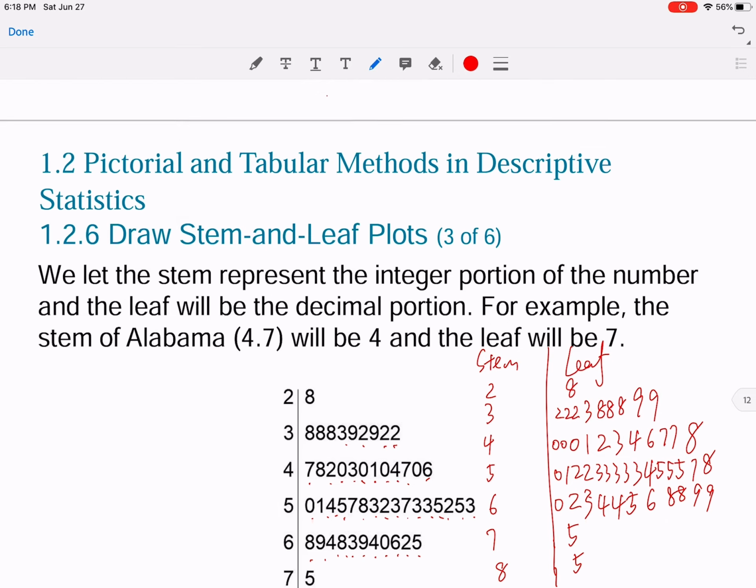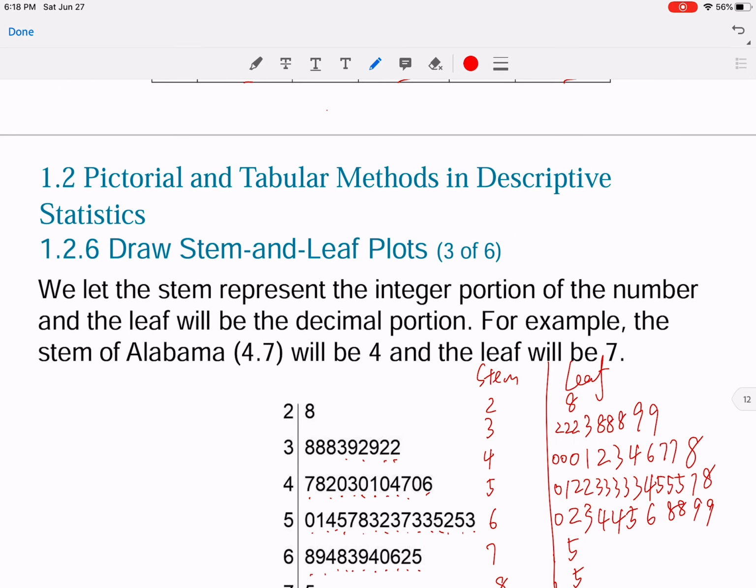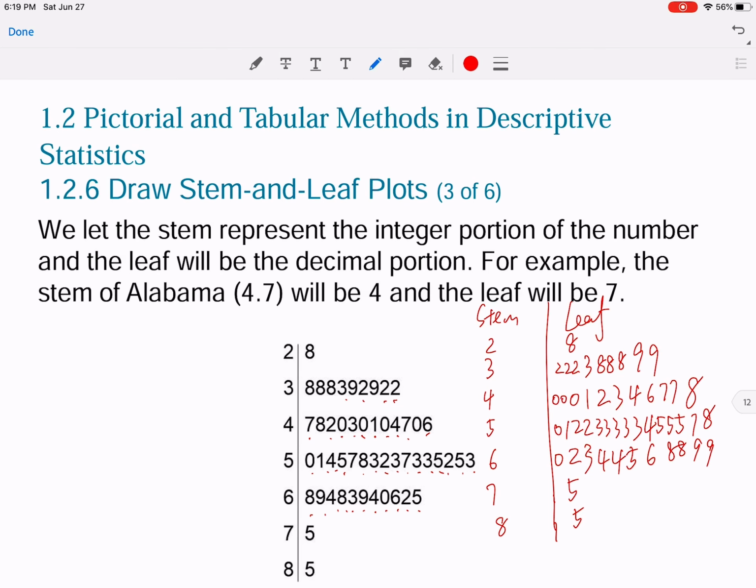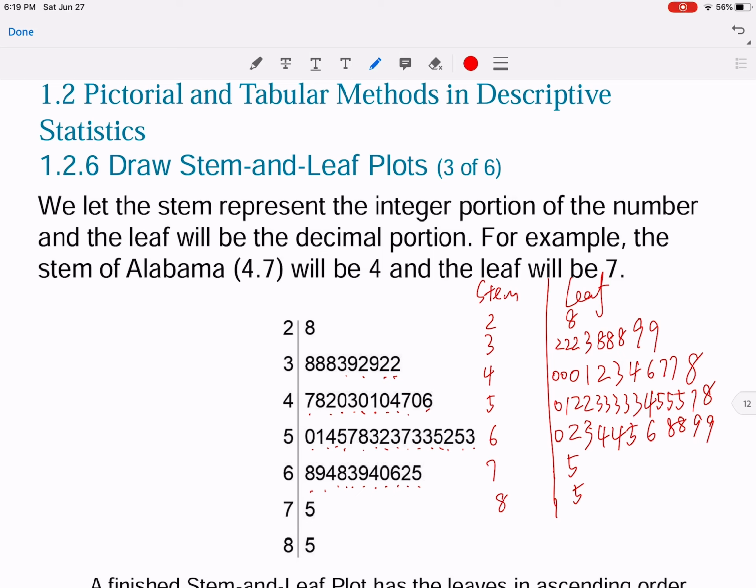So without the given raw data here, if I just have the stem and leaf plot over here, how do I know what does 2 | 8 represent? Does it represent 2.8 or 28 or 0.28? What is it? I don't know. So we need to put a key here. And some places call it a legend as well.